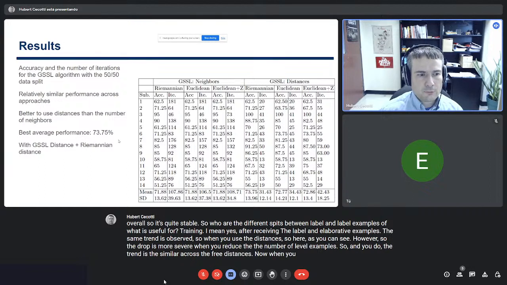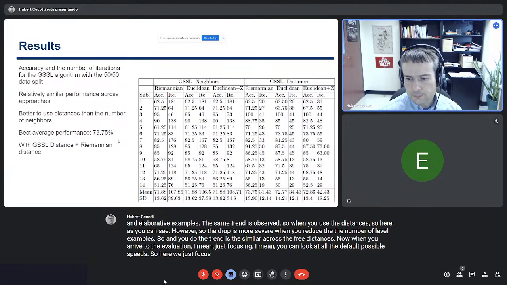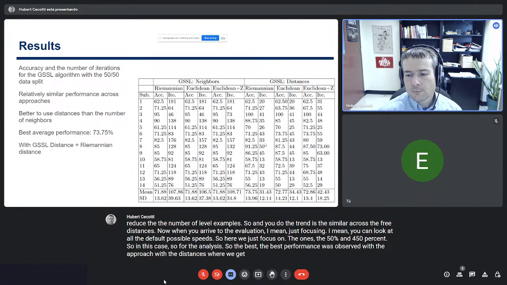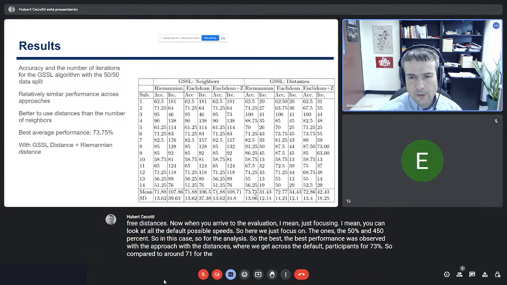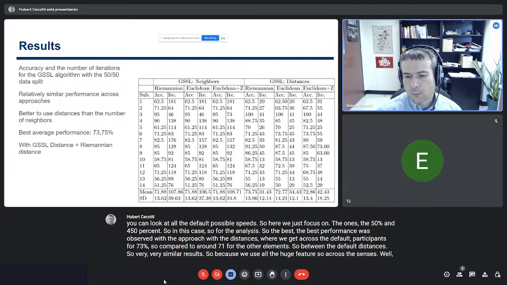Now, when you arrive at the evaluation, you can look at all the different possible splits. Here we just focus on the 50% split. For the analysis, the best performance was observed with the approach with the distances, where we get across the different participants 73%, compared to around 71% for the other elements. Between the different distances, we have very similar results, because we use the geodesic filter, so across the distances there are not many big differences.